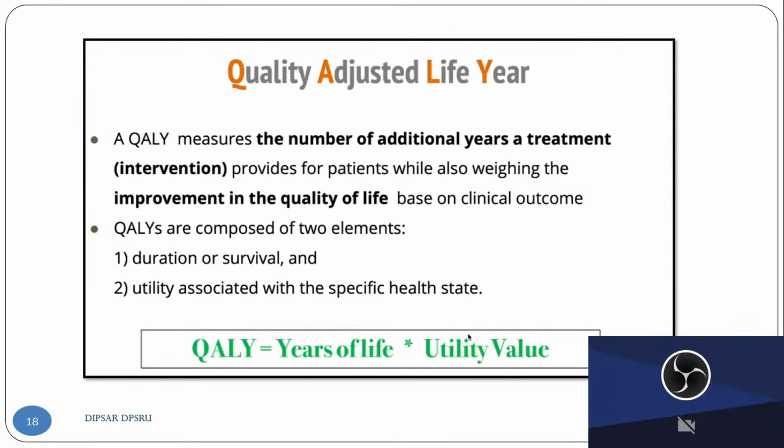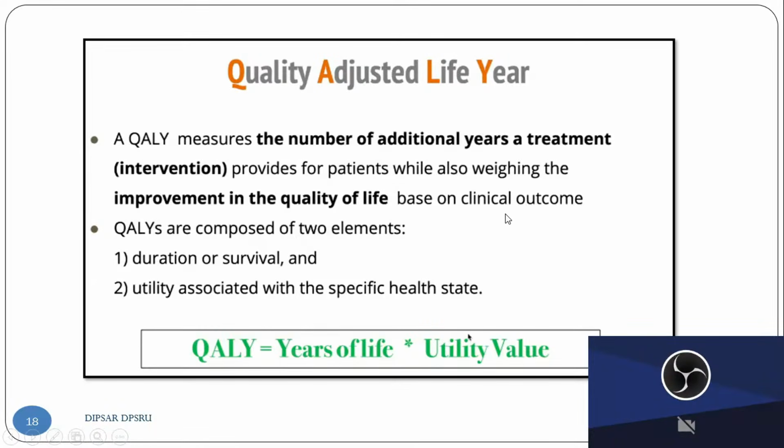So QALY is, as I said, and how to calculate it with respect to pharmacoeconomic studies. You have to calculate these QALY and DALY. So how to do that? As I said, QALY is quality adjusted life year. It is a measure of the number of additional years a treatment provides for the patients while also weighing the improvement in the quality of life based on the clinical outcome.